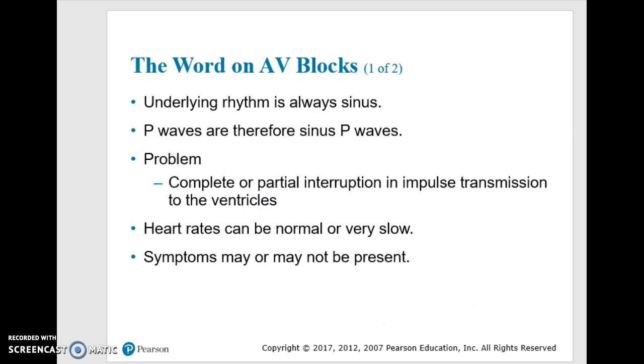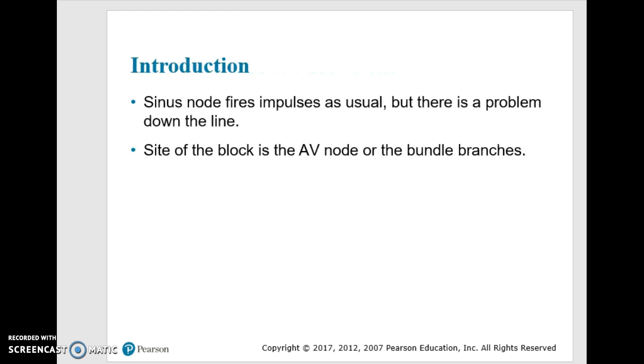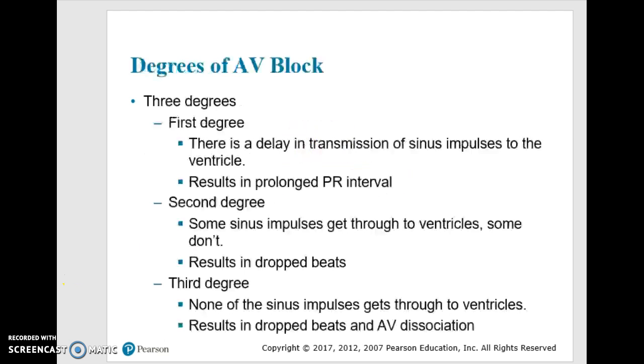Moving forward, let's go back and discuss what happens. The sinus node, again, fires impulses as usual, but there's a problem down the line. We know the problem is within the AV node or the bundle branches, just like we discussed. There are different types and different degrees of AV blocks, and I'm going to go into the different degrees of the AV block in a separate video for you guys.